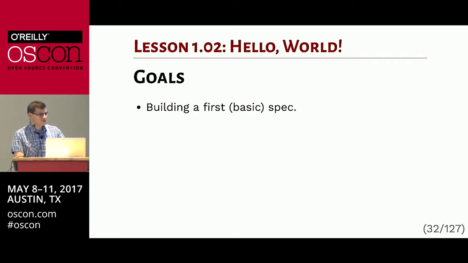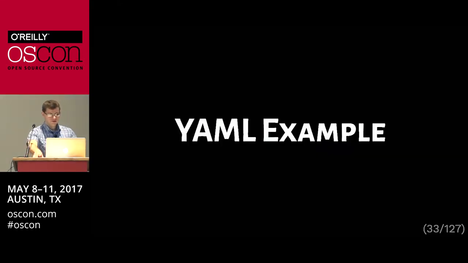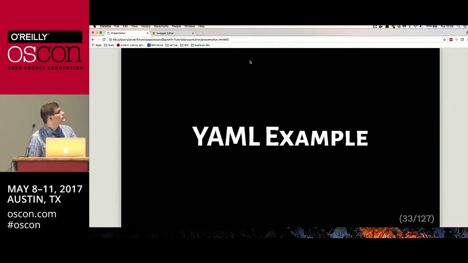So in this part, we just want to see a basic OpenAPI spec. We'll see both a YAML and a JSON example of those. And we'll try to start our working example based on incremental steps for this. So go here.